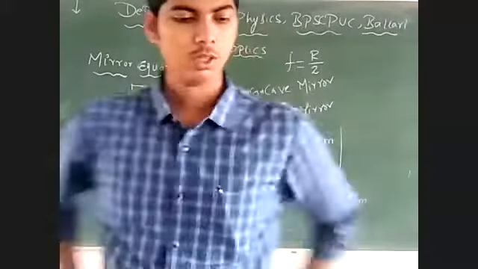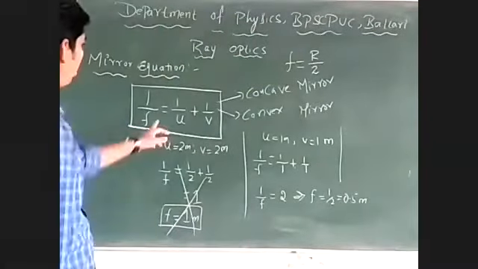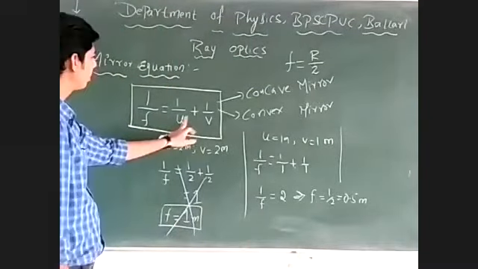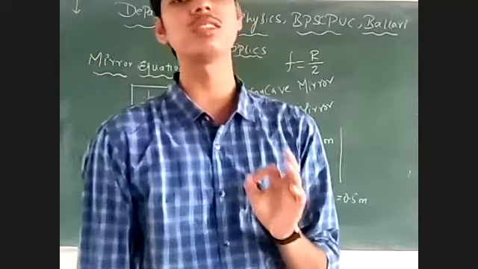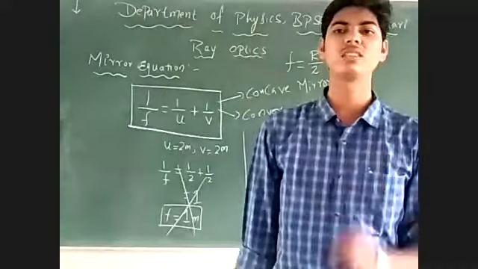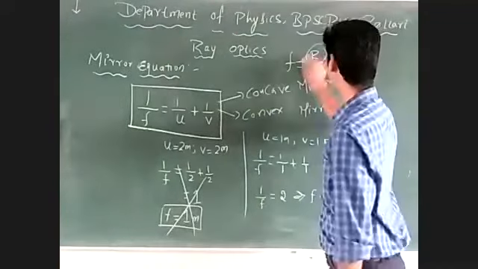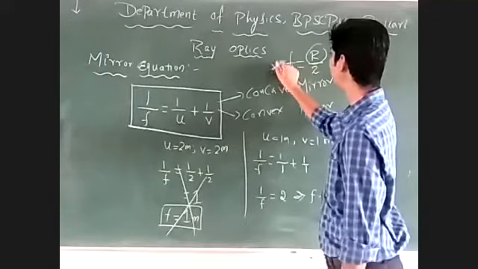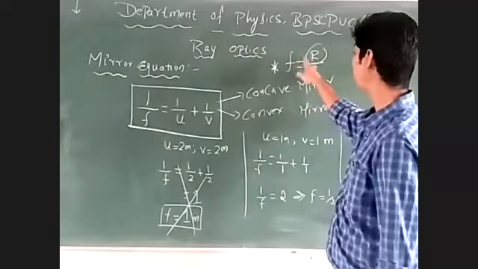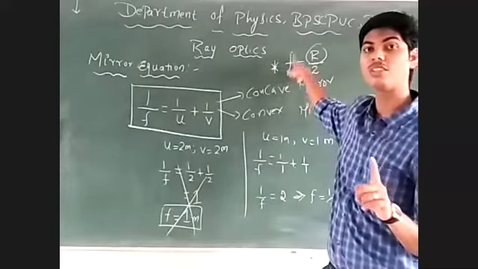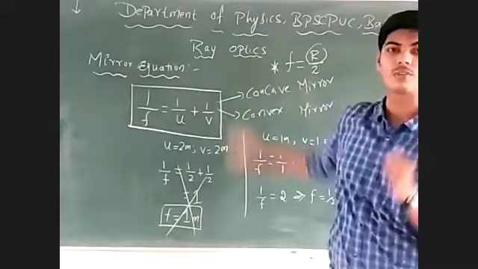Yes. So I was telling you, focal length does not depend upon object distance and image distance. Focal length just depends upon the radius of curvature of the mirror. F is equal to R by 2. This is the relationship for focal length and radius of curvature. We need to understand focal length depends only upon the radius of curvature of the mirror.